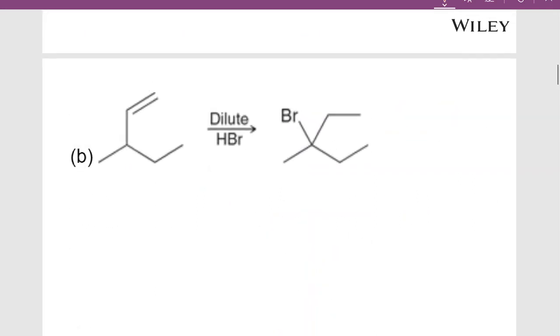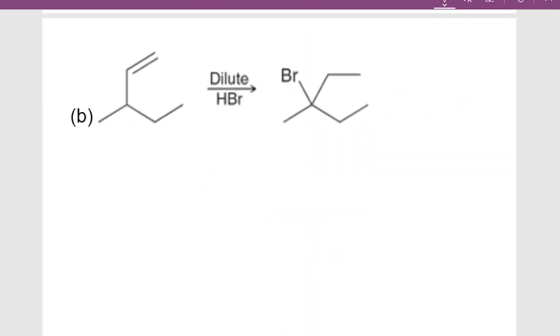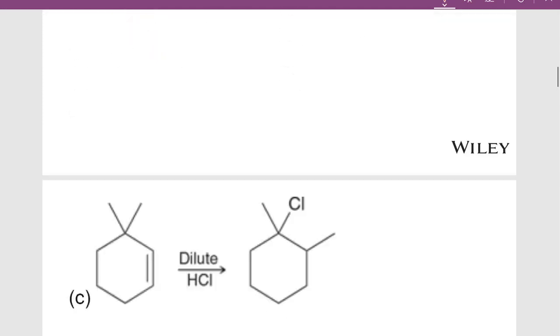So for the next one here, we had a similar situation. If we form a carbocation here, because the hydrogen is going to go over here, then we also have a hydrogen here that can shift. So I'll let you guys work through that one.